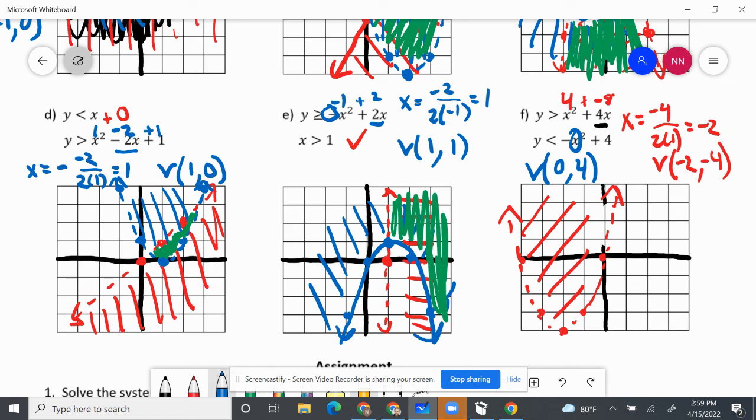And then for the second one, I have 0, 4, and I follow my pattern, and this time it's going down. And it is also dashed. And this is less than, so we're shading below. And I see that my answer is right in here.